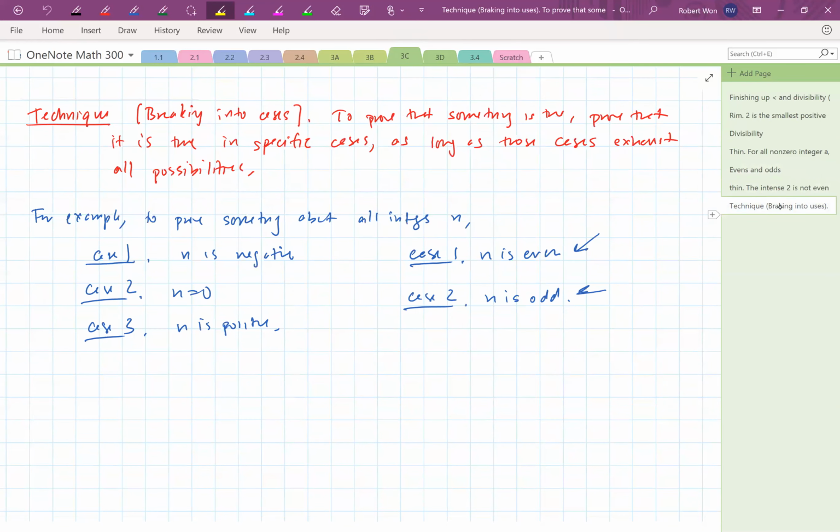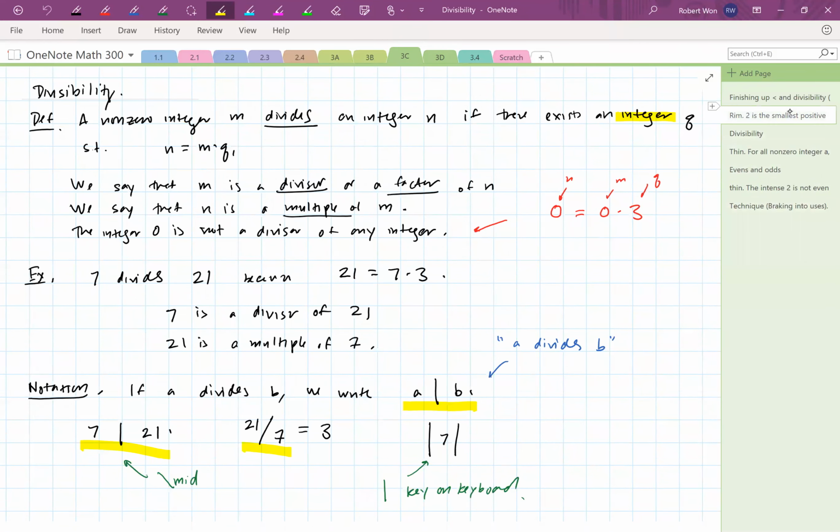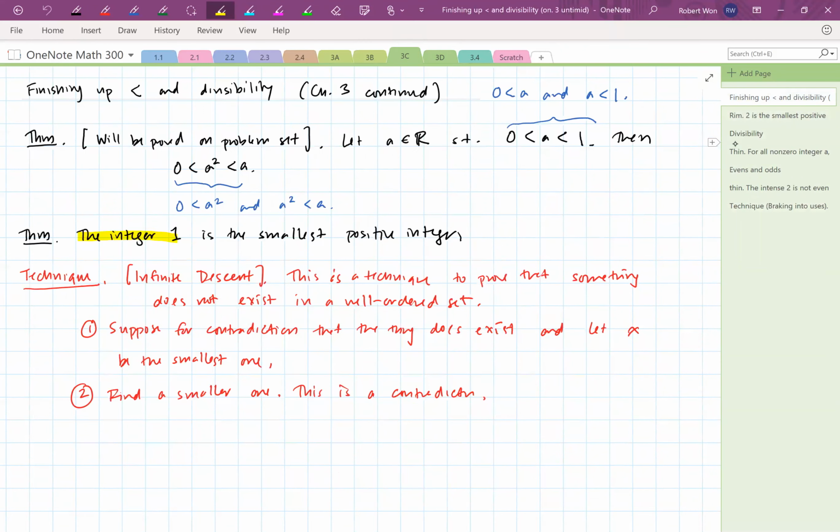Right at the beginning of last time, we talked about infinite descent, proving that something doesn't exist in a well-ordered set. So there's a way to piece together a proof using infinite descent, which I think is not as good as an induction proof. But we haven't learned induction yet, so I'll take what I can get. So here's a theorem: every integer is even or odd, but not both.